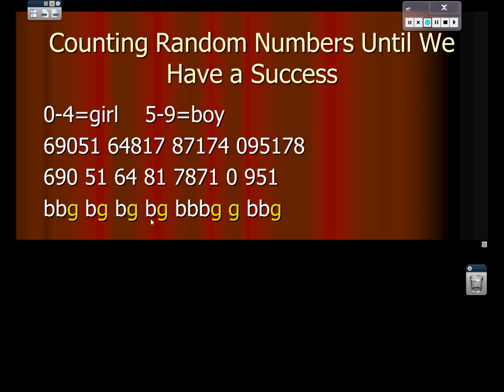The third trial, same thing. The fourth trial, same thing. The fifth trial, I actually had 3 boys until I had my first girl. And actually, you can see on this trial, when the number 0 appeared, I had a girl right out of the gate.